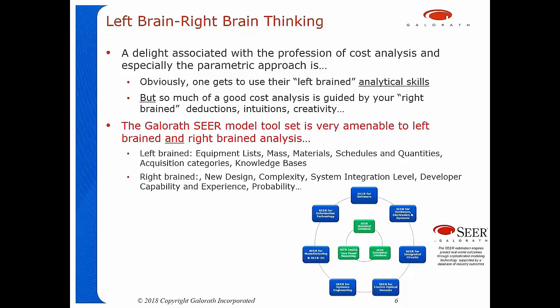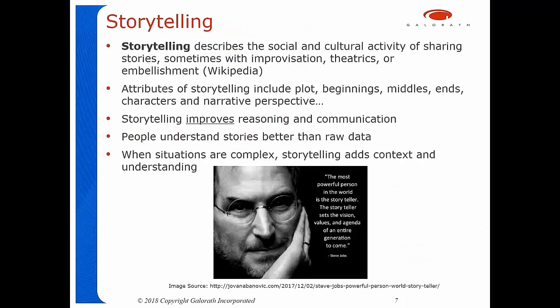The second attribute that I'd like to talk about today is storytelling. Wikipedia describes storytelling as an activity that deals with relating opinions and ideas as stories, sometimes using improvisation, theatrics, and embellishment. Yeah, I'm saying that sometimes communicating a cost estimate requires some of these approaches and techniques.